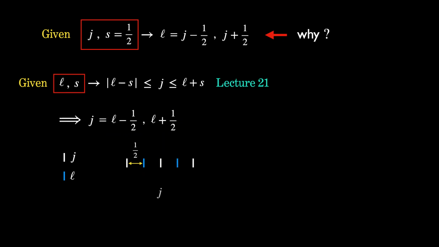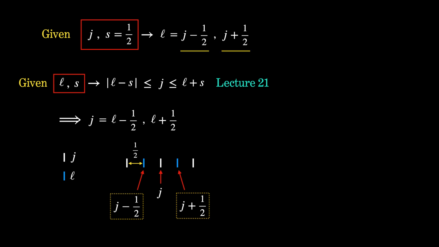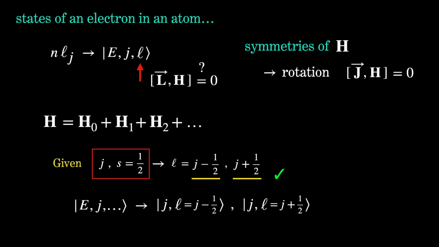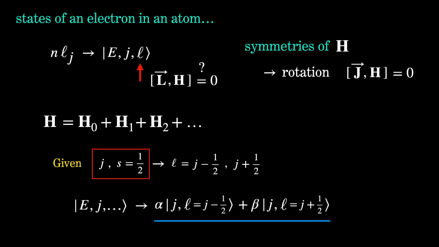Thus, we can see that if we fix the value of J, there are only two possible values of L, which when combined with S equals half, according to the above rule, contain this possible value of J. These are precisely the values of L listed above. So up to this point, we can only conclude that an energy state of an electron within an atom is some superposition of two states of different orbital angular momentum.